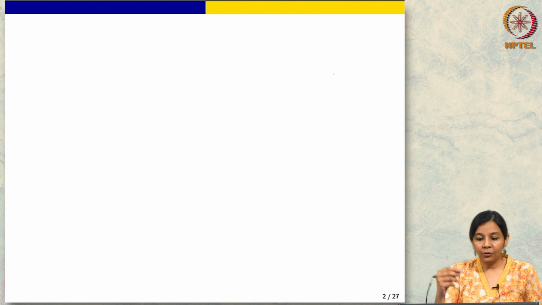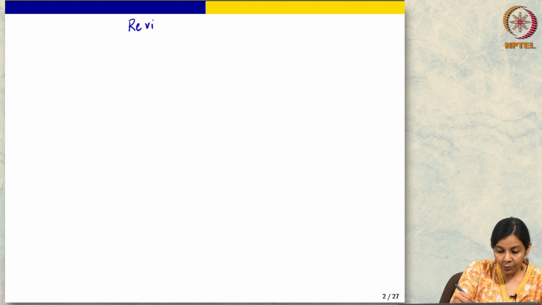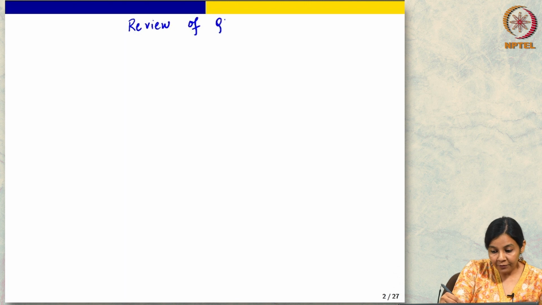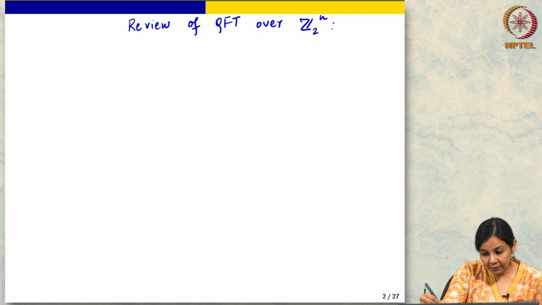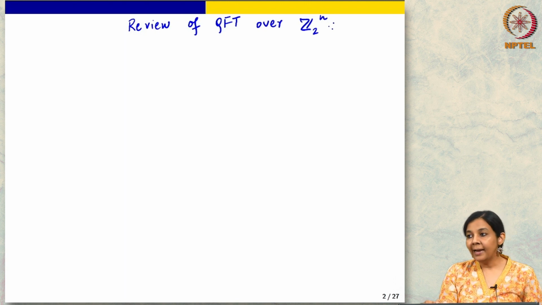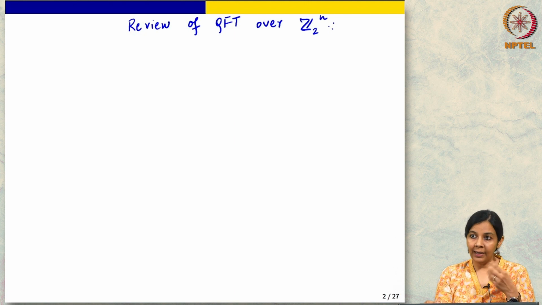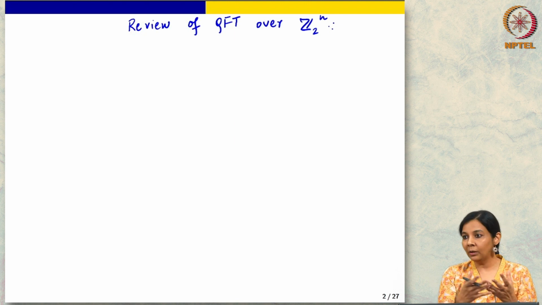First of all, let's do a quick review of QFT over the space that we did see, which is Z2 to the n. If you remember, we were taking some function, we were calling it g, of course you can call it what you want. Take a function g, think of it as a vector, its truth table for instance, and we saw that you can always express a function along a standard basis.